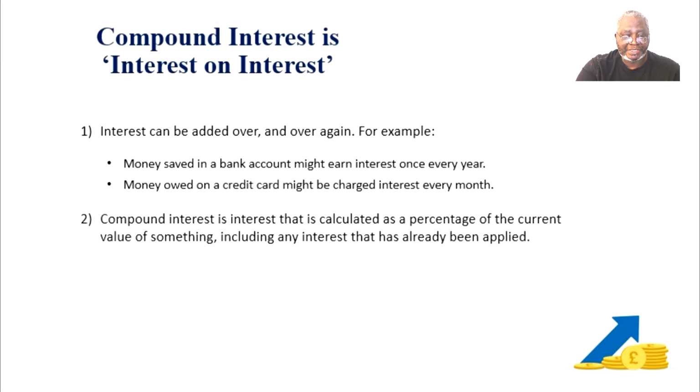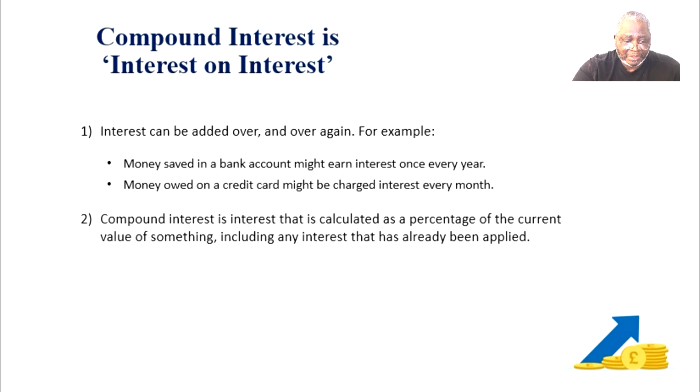In addition to interest, there is also compound interest, which is interest on interest. This happens in bank loans and some of these cowboy loans, because if you take a long-term loan, every year the interest it incurs, you have to pay interest on that interest if you don't pay the loan off. So in this case, interest can be added over and over again.